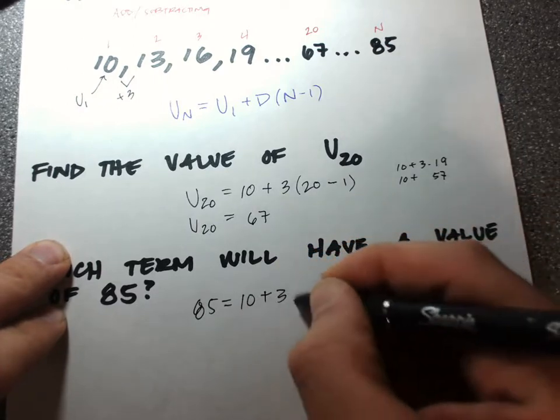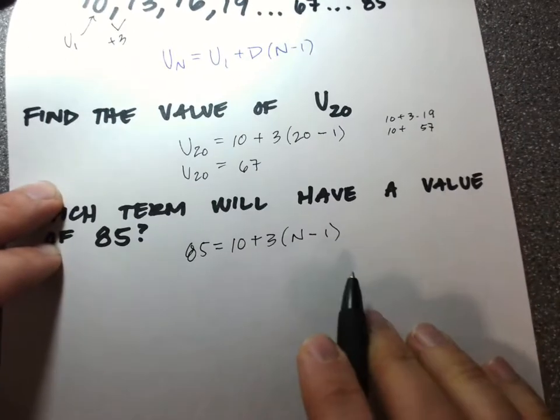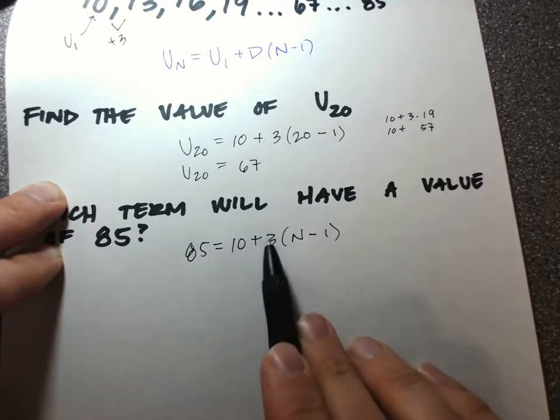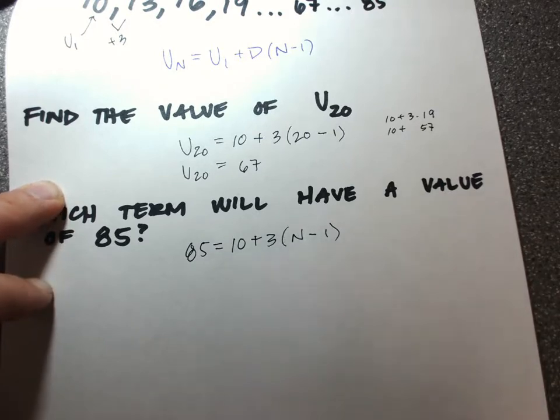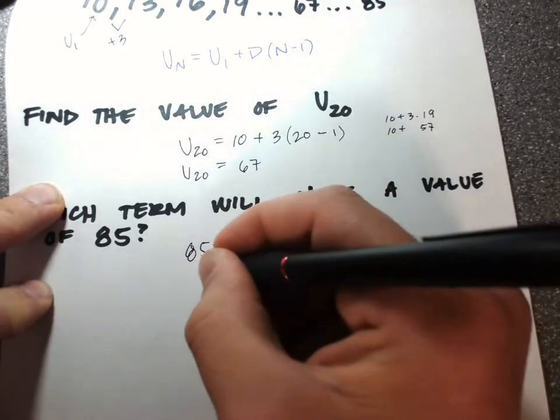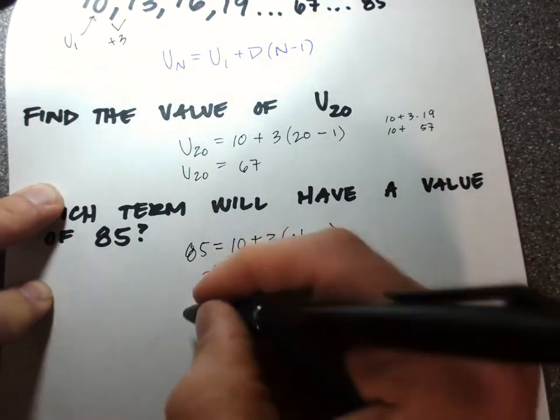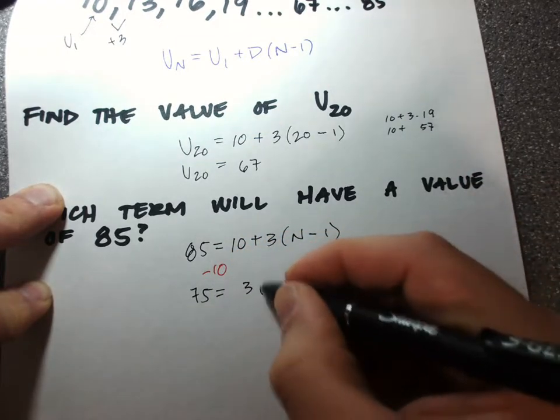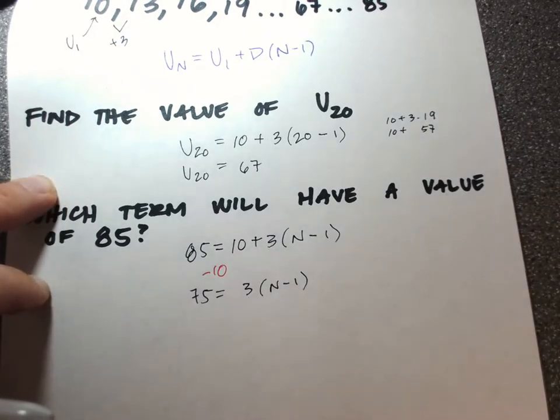85 equals 10 plus 3, and then n, which we don't know, we're trying to find, n minus 1. Solve that with your algebra, and be careful, don't make this 13, because this is the number 10, but this 3 is a coefficient. This would distribute if you wanted to, but we don't actually have to distribute it. So what I'm going to do is subtract 10 from both sides, and the result of that is 75. And then the leftover here, 3 times n minus 1.